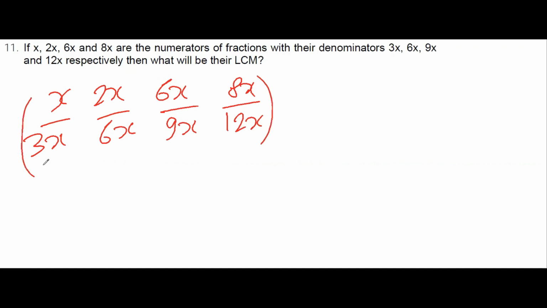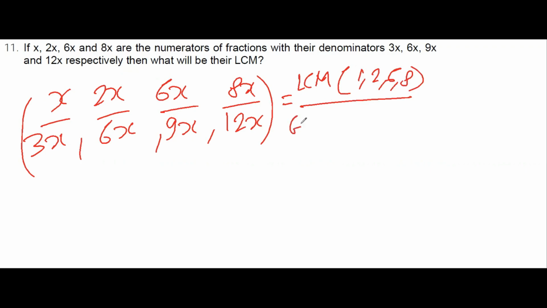Oh, it's very easy. The fractions are the same. So the LCM of these fractions will be nothing but the LCM of all these numbers, that is 1, 2, 6, and 8, divided by the GCD or HCF of 3, 6, 9, and 12. So here you can find the LCM to be 8 into 3. This will be your LCM.